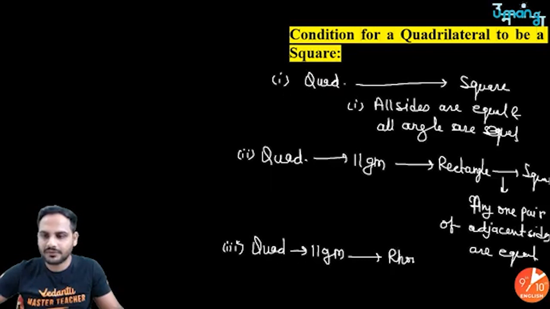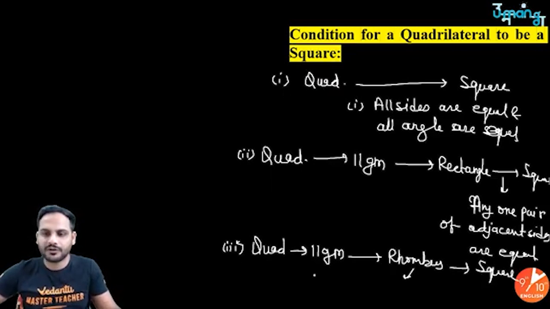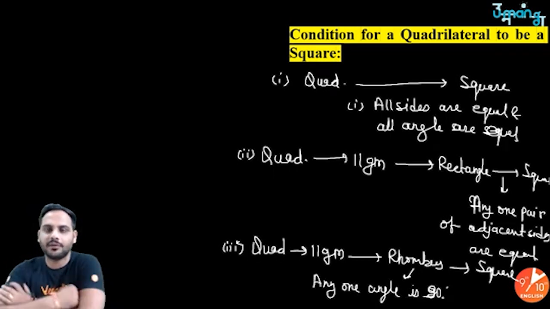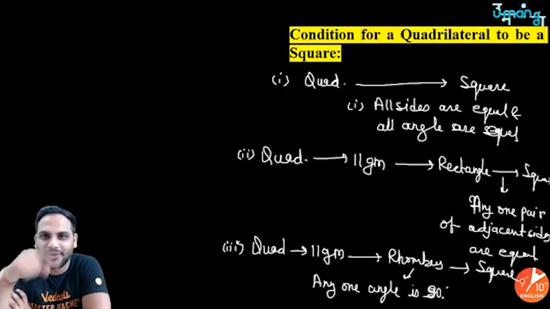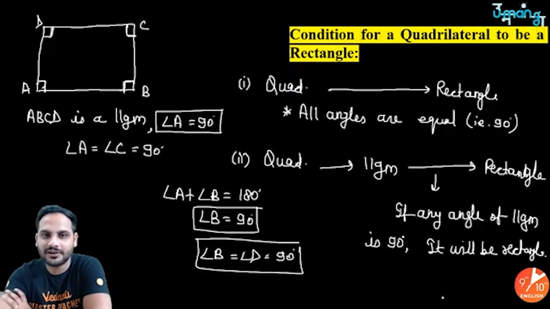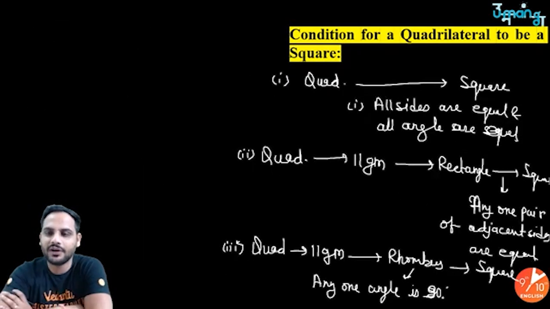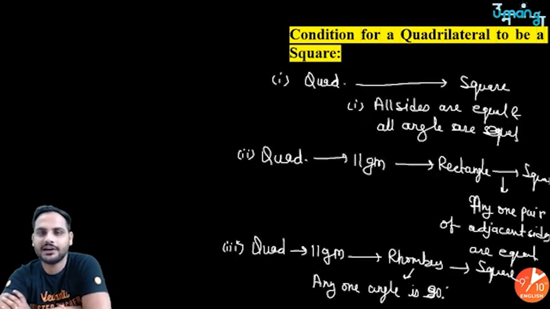Parallelogram to rhombus. Rhombus means all sides are equal, which we have proved, and then we have to go for square. So here, prove that any one angle is 90 degrees. Because in a rhombus, if any one angle is 90 degrees, automatically all the angles will become 90 degrees. Right? Automatically all angles will become 90 degrees, and you can say it will be a square.